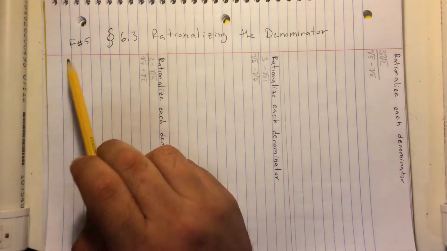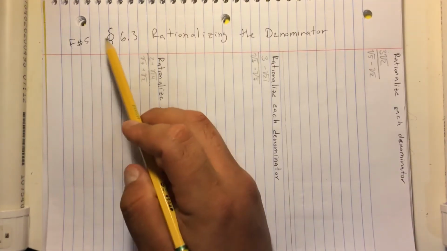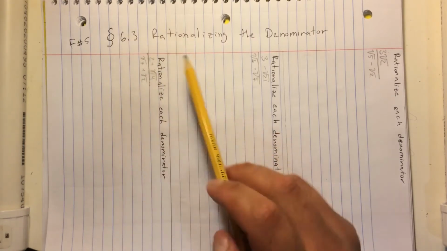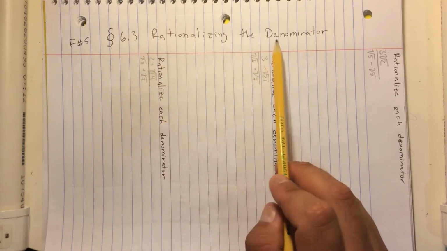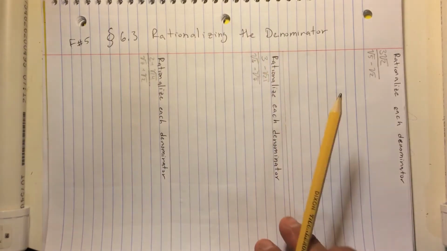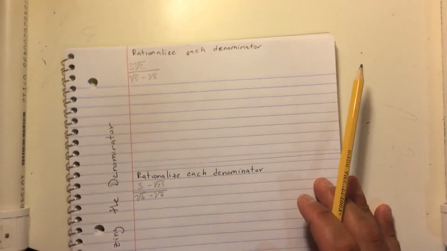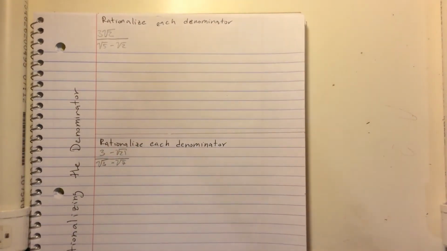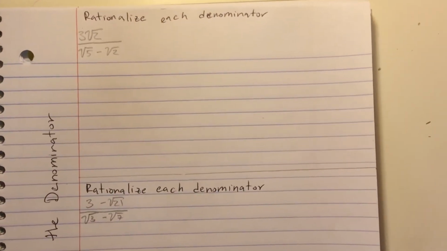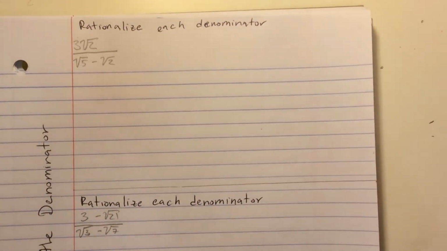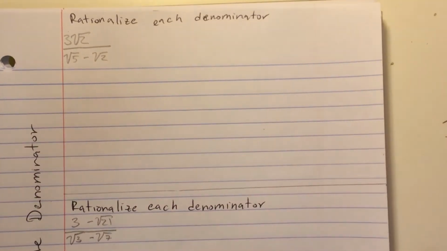This is Foldable 5, the last foldable of section 6.3, and this is Rationalizing the Denominator. Very important too. Let me zoom in here so it looks a little nicer for you to see. I even wrote the title on each of these because it's super important that we do this.